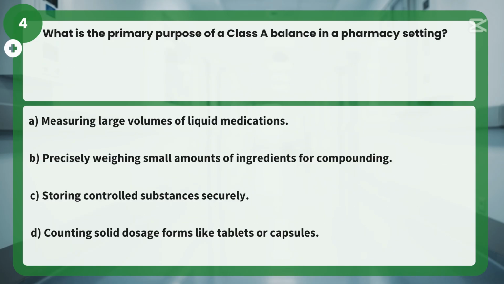Question 4. What is the primary purpose of a class A balance in a pharmacy setting? A. Measuring large volumes of liquid medications. B. Precisely weighing small amounts of ingredients for compounding. C. Storing controlled substances securely. D. Counting solid dosage forms like tablets or capsules.